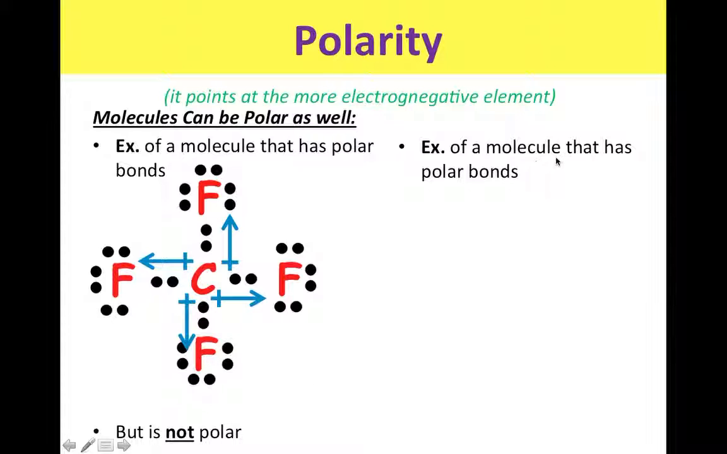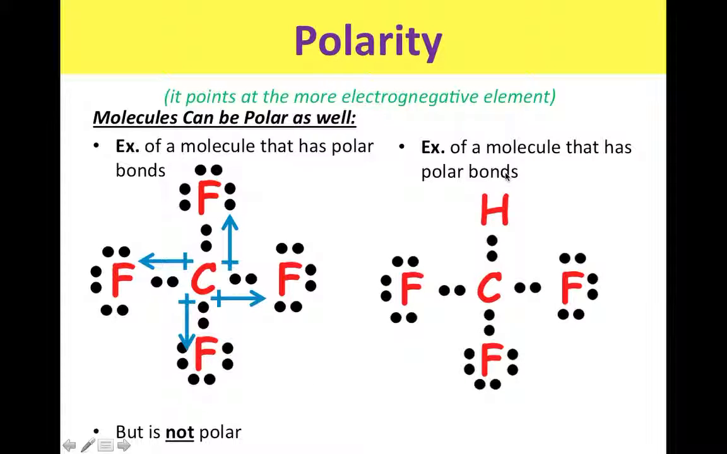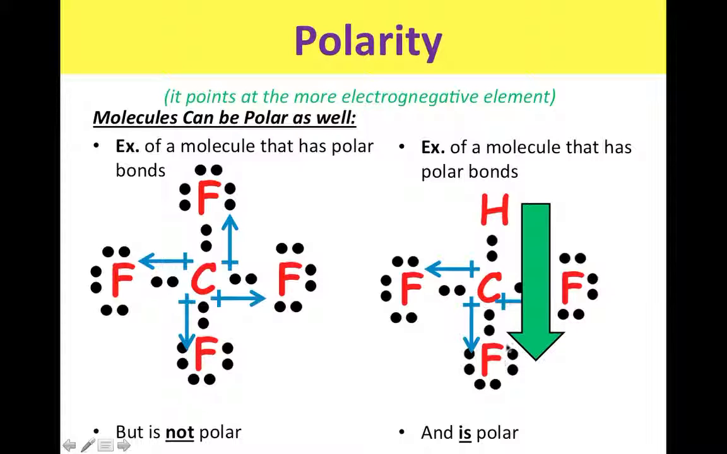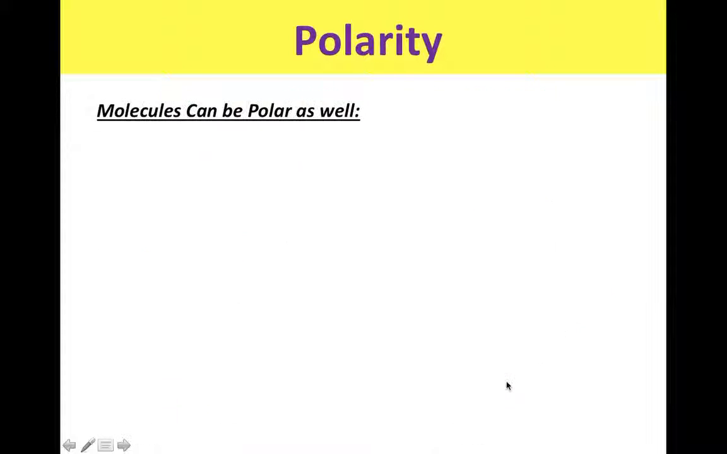What about a molecule that also has polar bonds? So here, same setup. However, I have this hydrogen here. So this kind of shows hydrogen is going to be less electronegative. So carbon's going to hold on to that electron. So this is a polar molecule because this is going to be more positive end and this is going to be a more negative end. Okay, so again, the direction of the polarity is this way. This end being positive, this end being negative.